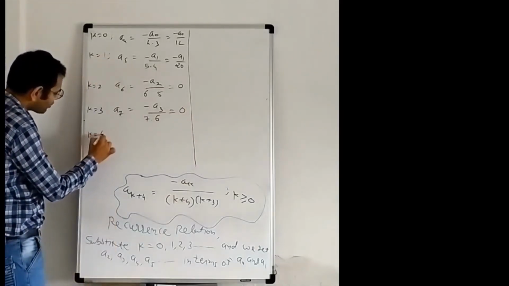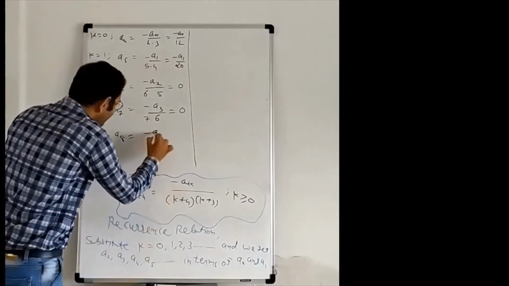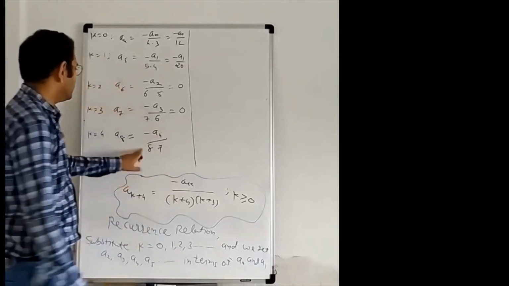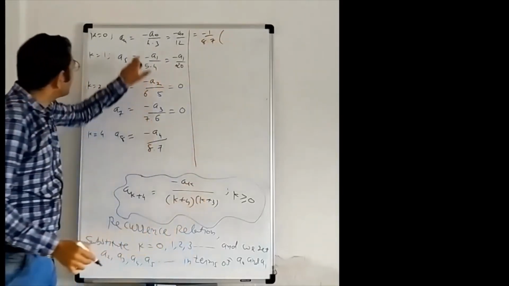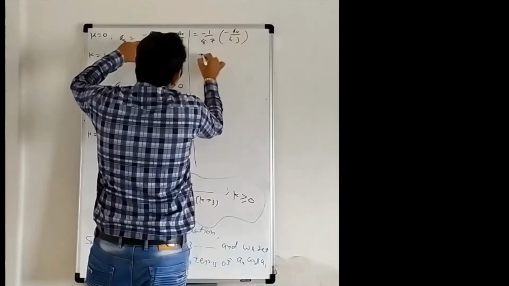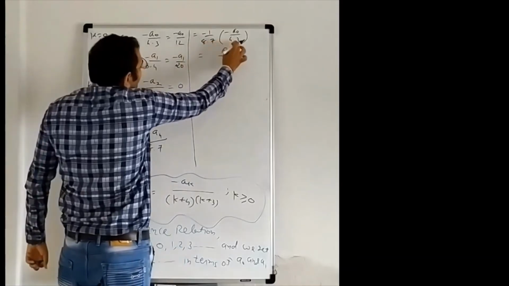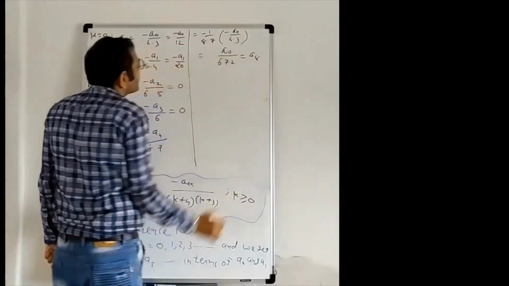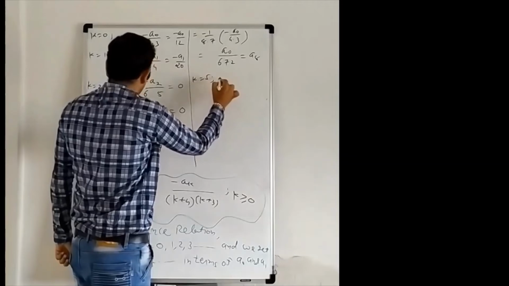Then k equal to 4. Then we get A8 equals minus A4 divided by 8 into 7. Now keep minus 1 upon 8 into 7 as it is. Put the value of A4, which is minus A0 divided by 4 into 3. Then minus minus is plus. Multiply this term, 8 into 7 into 4 into 3, then we get 672, which is A8 equals A0 divided by 672.